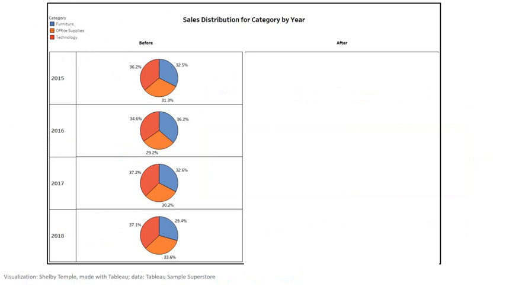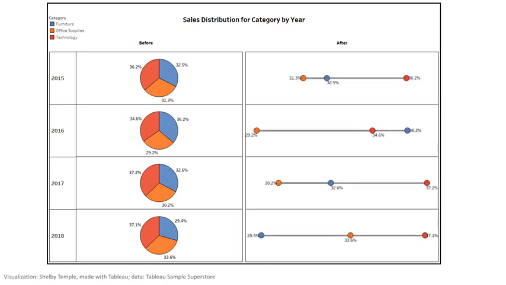So again, boring examples, 2015 through 2018, furniture, office supplies, technology. But looking at the change over time and how these proportions are shifting is really difficult. This is called a dumbbell chart. There's no visible scale on the x-axis, but the labels imply that there is a consistent scale.